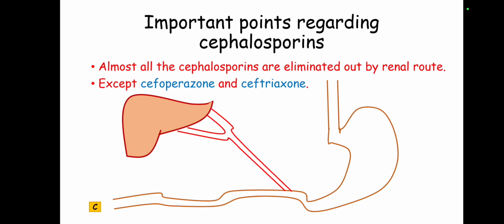So that means if we have an extra pathway through which the drug can go out of the body, even if a person is having renal failure, the drug is safer. Okay, so these two drugs, cefoperazone and ceftriaxone, do not require any kind of dose adjustment in case of renal failure, because they are eliminated by the biliary secretion.